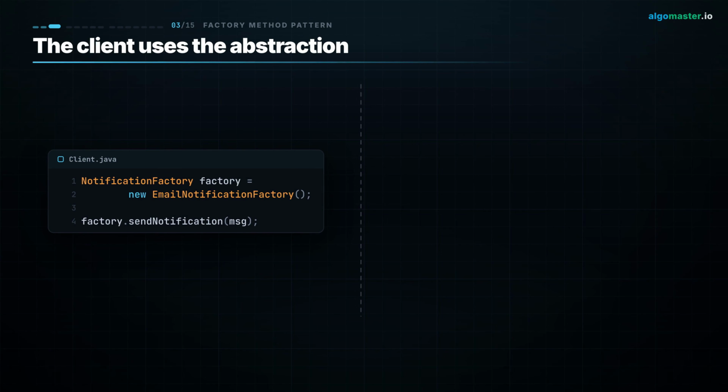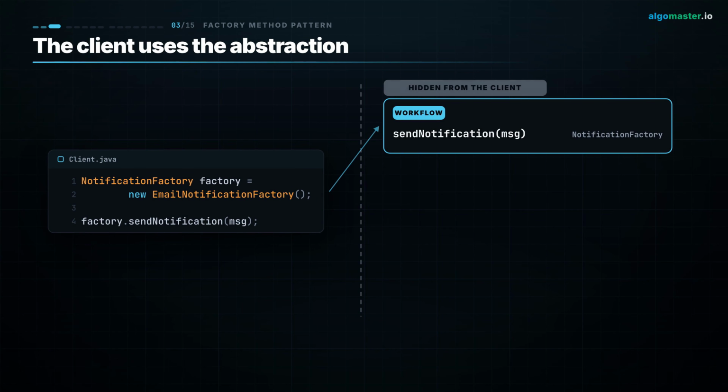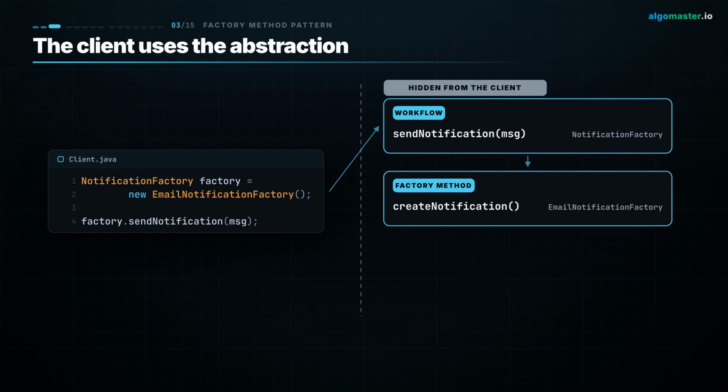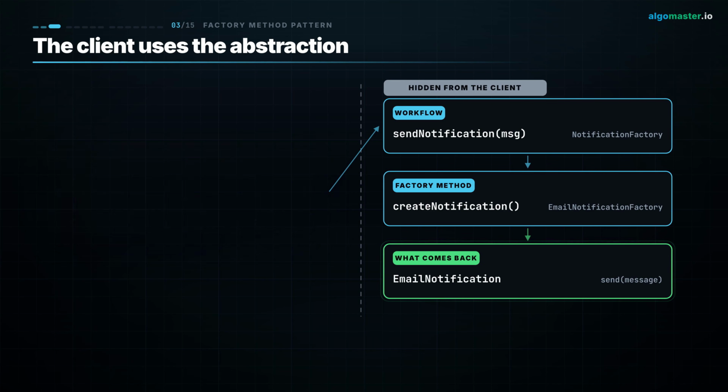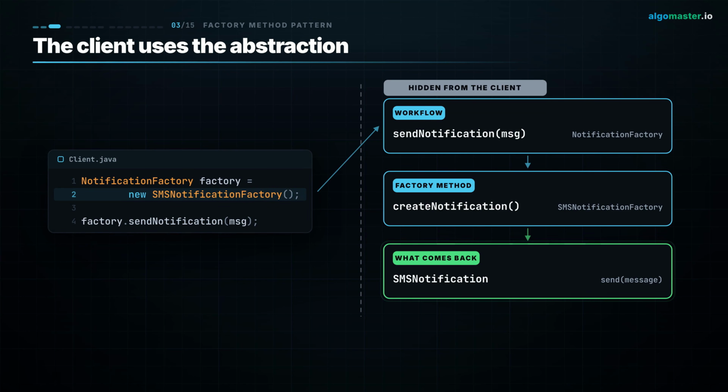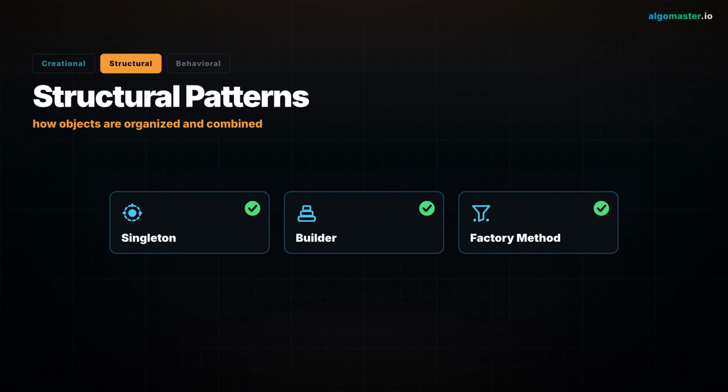The client can now work with the base factory class. The client uses the common workflow without knowing the internal details of how the notification object is created. To switch from email to SMS, we can simply provide a different factory. The rest of the client code remains unchanged. So far, we have focused on how objects are created.